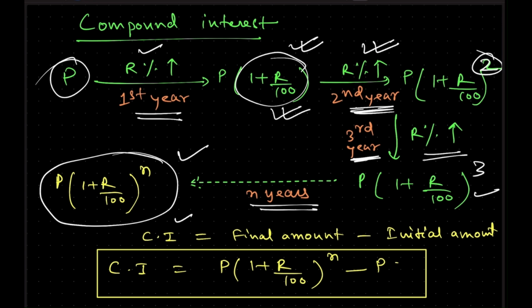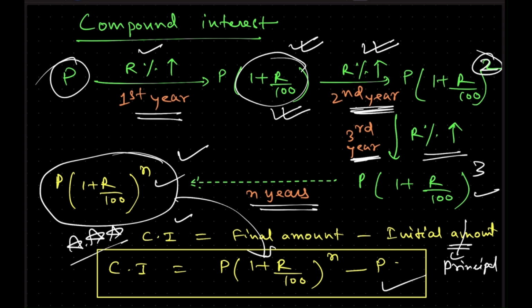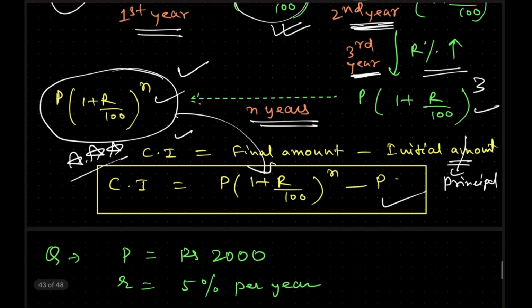We know that compound interest is the final amount minus the initial amount, which is the principal. If we put this in the equation, we get the formula for compound interest, which is this one. Most probably we have been mugging up this formula from our childhood. So this was the basic proof of this, and you will find it very easy to do these questions.